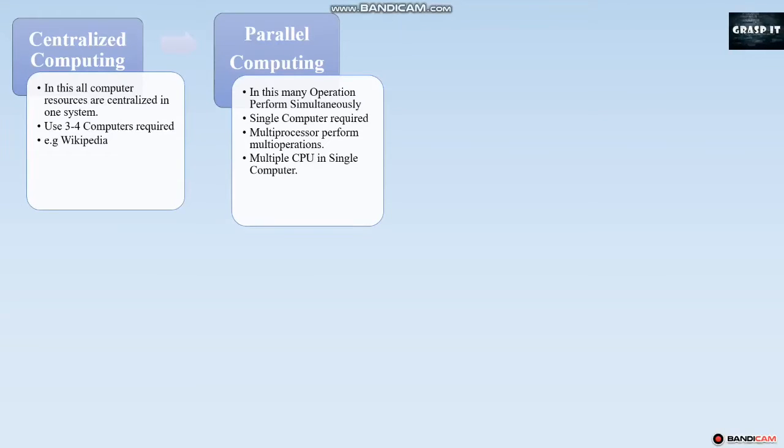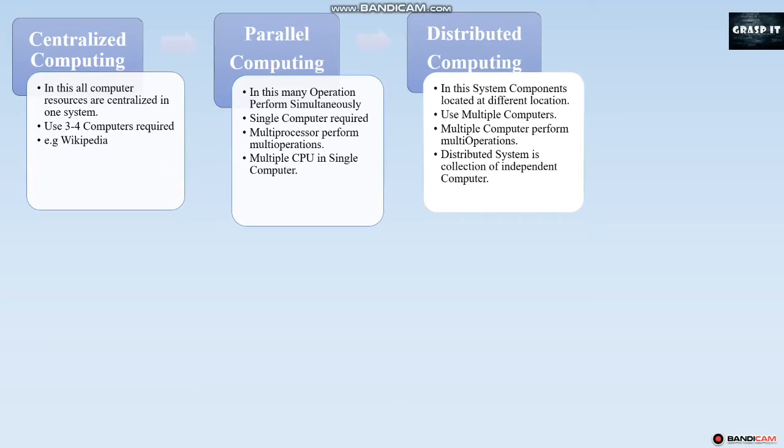Parallel computing. In this, many operations are performed simultaneously. Single computer required, multiprocessor performs multi operations. Multiple CPUs in a single computer. Then we will see distributed computing. Distributed computing. System components located at different locations use multiple computers. Multiple computers perform multi operations. A distributed system is a collection of independent computers.